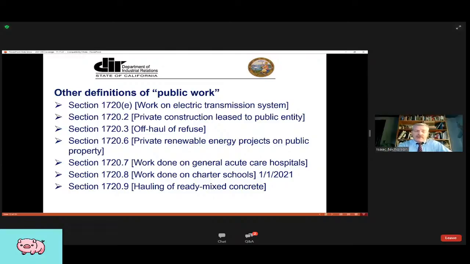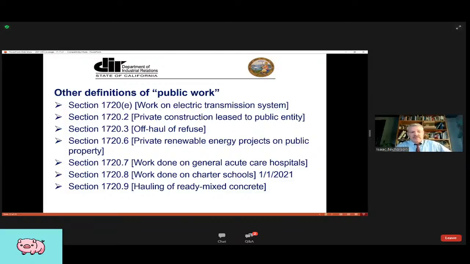Section 1720.6, private renewable energy projects on public property. I was seeing a lot of these a couple of years ago, not so much these days. This comes up when contractors and vendors were offering to install solar panels on public facilities free of charge, but it may implicate this code section if it meets the requirements. So that's something to be aware of.